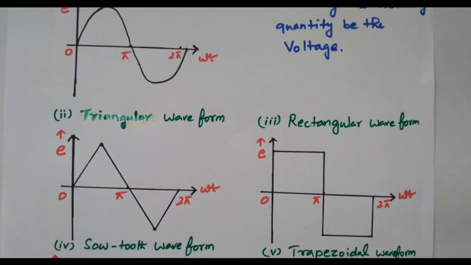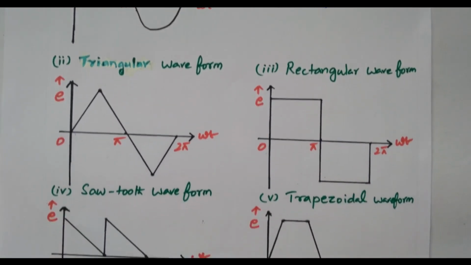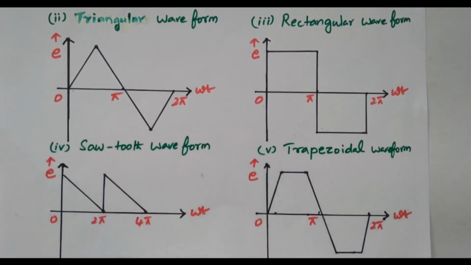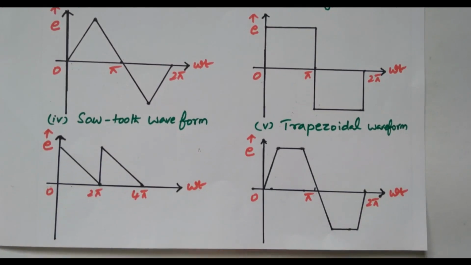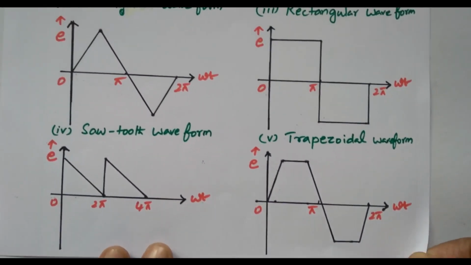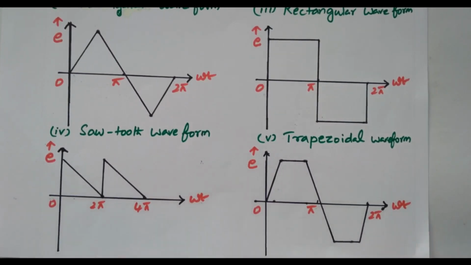We'll go for some more waveforms, the sawtooth waveform and the trapezoidal waveform. The sawtooth waveform looks like a sawtooth, so it is called a sawtooth waveform. Here the voltage is maximum, then reaches the 0 value at 2 pi. Again from 2 pi to 4 pi the voltage is again maximum and reaches the 0 value.